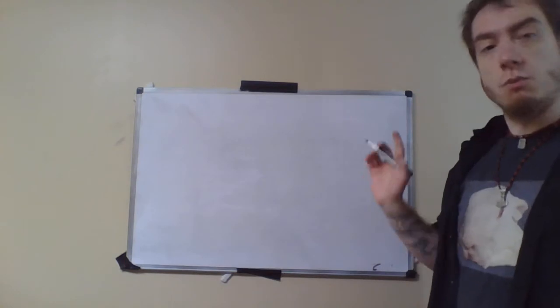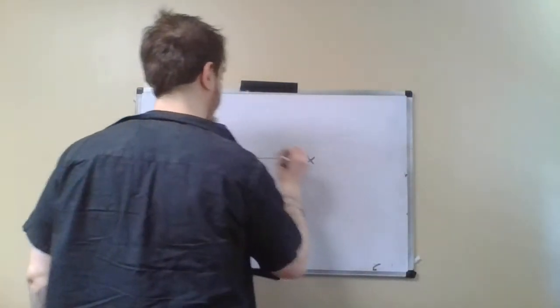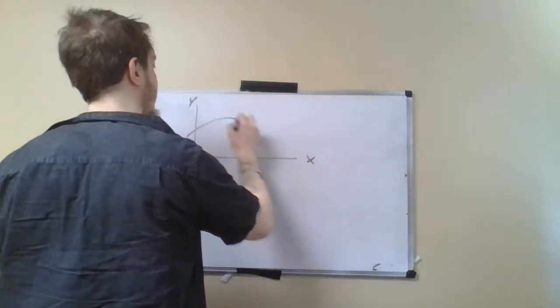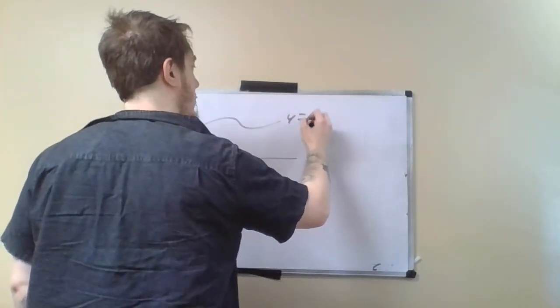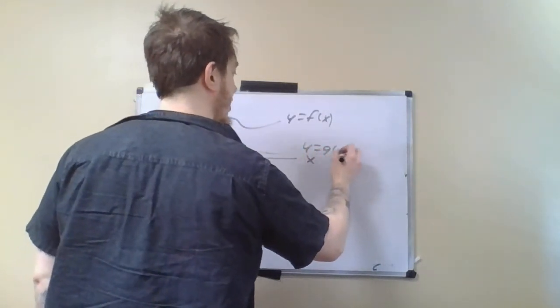So when we did regions in the plane, what I told you to do was, if we're looking for a region in the plane like this, where this is y equals f of x up here, this is y equals g of x down here.